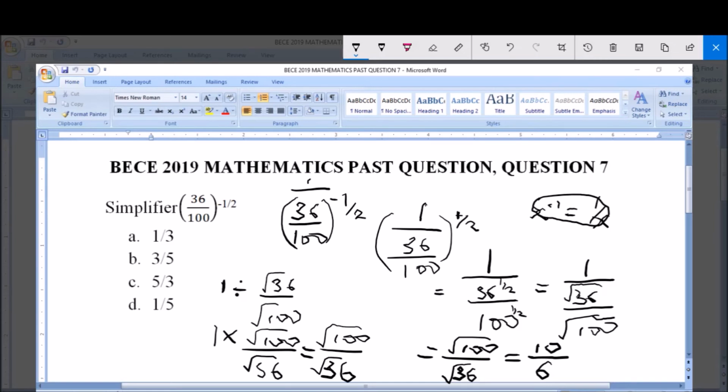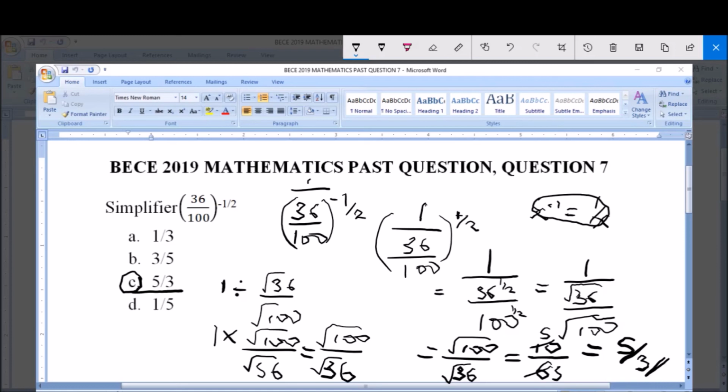If you look at this 10 over 6 as a fraction, it can be simplified to its lowest form, because 2 can go into 6 three times, and 2 can go into 10 five times. So therefore we have 5 over 3. This 5 over 3 is in its simplest form. Now let's go to our options. Which of these options correspond with our answer? Option C here corresponds with our answer, 5 over 3. So therefore 5 over 3 is our answer.